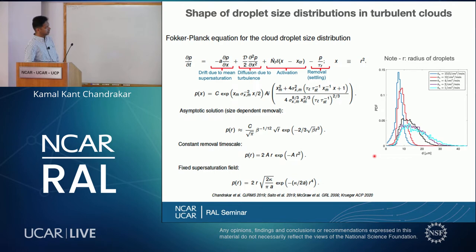Another distribution we obtain by neglecting the turbulent fluctuation term, only considering the growth due to the mean supersaturation and removal due to settling, and that gives a slightly narrower distribution, which has a tail of exponential of r cubed to the power 4. So this is narrower than the other two distributions. Now, to compare these theoretical shapes, we transform all these distributions to a coordinate system in such a way that they become a linear function in those coordinates. Similarly, we calculated the measured distribution in those coordinates, and then we simplified to the linear function.